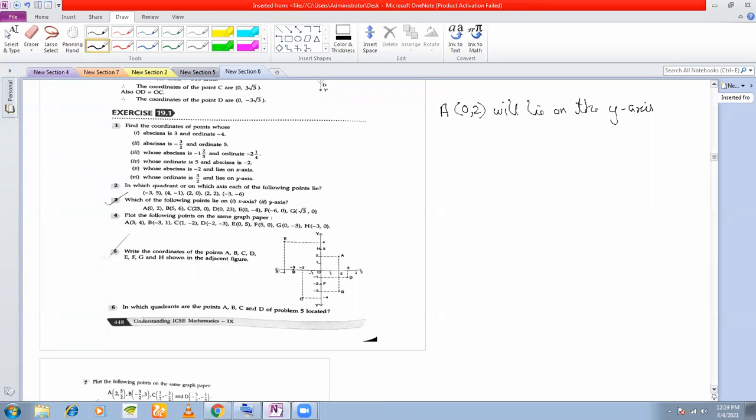Next coordinate given is B, 5, 6. Which axis will it lie on? X or the y-axis? It will lie on neither axis because both coordinates are not equal to 0, right? Will lie neither on the x-axis nor y-axis. Clear?